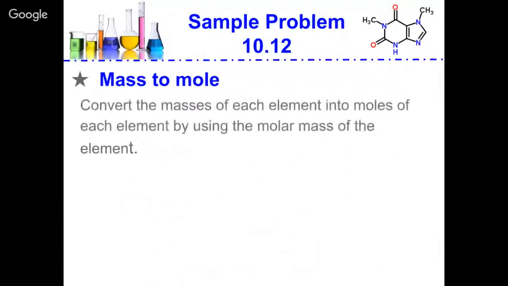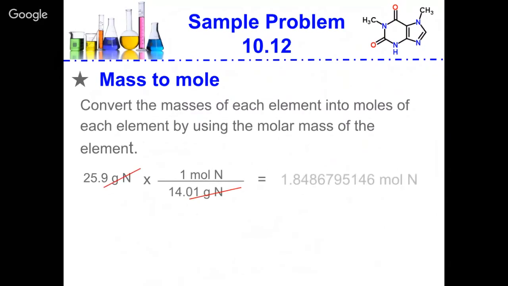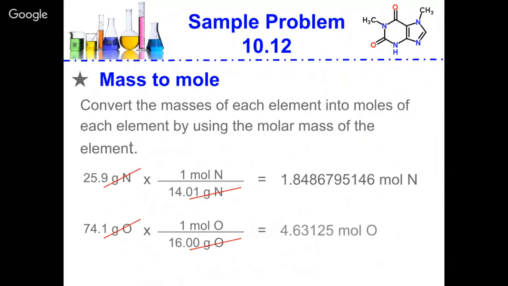Next, convert your masses to moles. So convert the masses of each element into moles of each element by using the molar mass of the element. So for nitrogen, we're going to multiply that by molar mass. Grams of nitrogen cancel, and we're left with, notice how I didn't round this number. You need to write down every single solitary decimal place. Why? Because if you round too soon, you will get the wrong answer. Do the same thing for oxygen. Grams of oxygen cancel, and we get 4.63125 moles of oxygen.